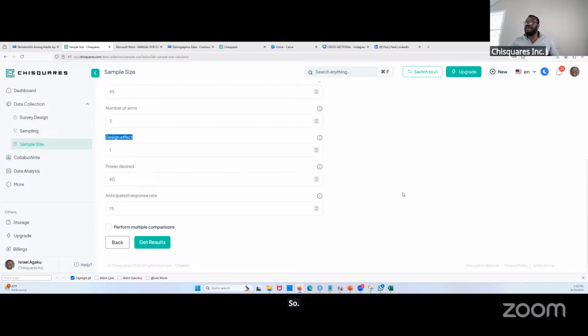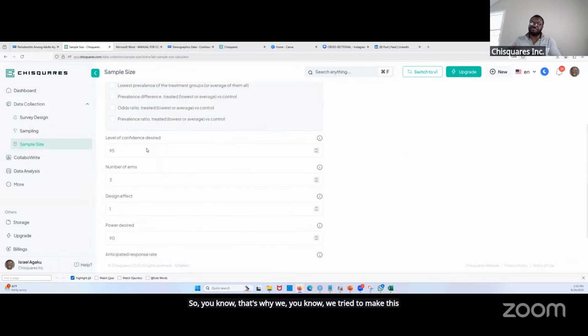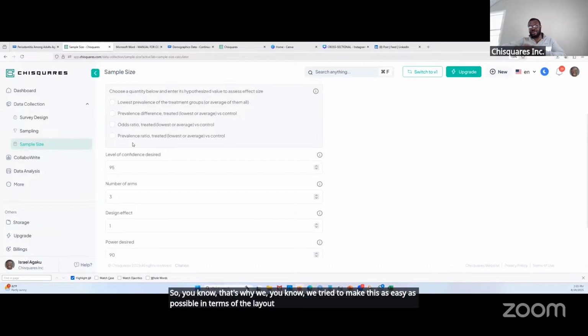So that's why we try to make this as easy as possible in terms of the layout of the UI, the interface, so that it's not asking for too much.